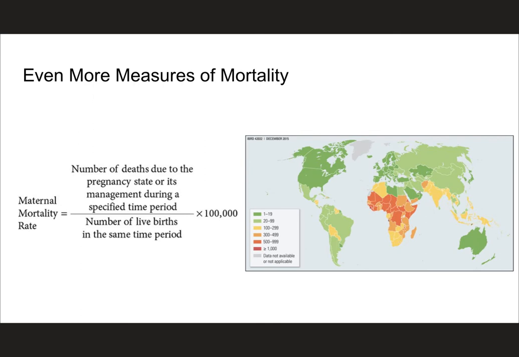So maternal mortality rate. Again, look at this map. Maternal mortality rate, number of deaths due to the pregnancy state or its management during a specific time period, divided by the number of live births in the same time period. And this is number of deaths in mothers. Okay, this is moms dying.